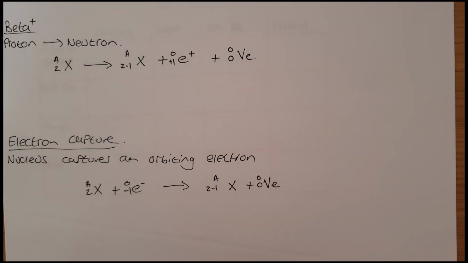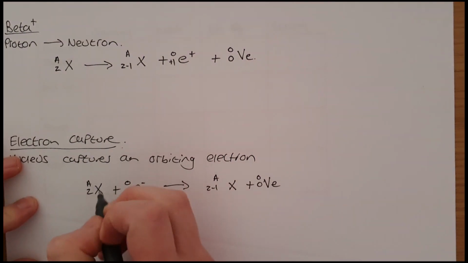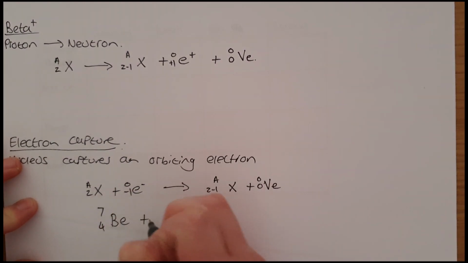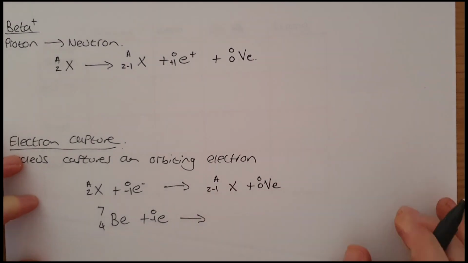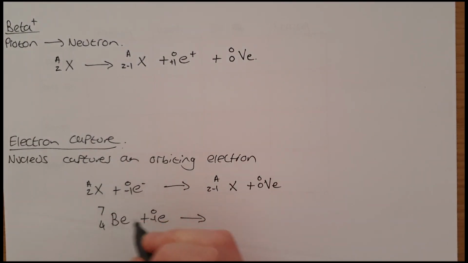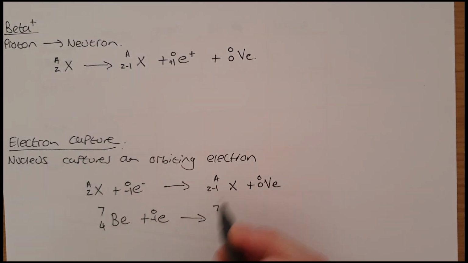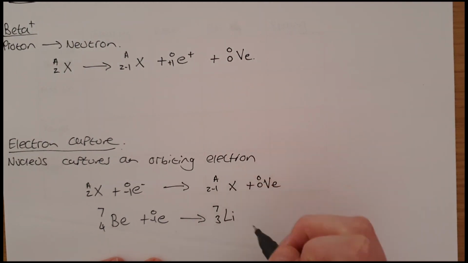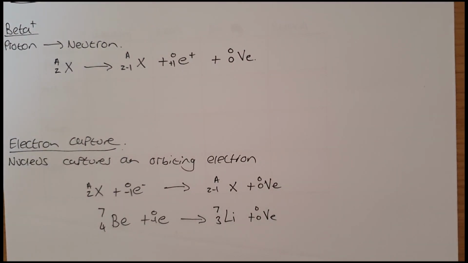A common example of electron capture is beryllium-7. So let's just work through an example. Beryllium, nucleon number 7, proton number 4, captures an electron, just like that. So what can we do to work out electron capture? Well, mass number is 0 for an electron, so that's going to remain 7. We've got 4 minus 1 gives us 3. We should know that our element with 3 protons is lithium. And then we've got an electron neutrino, which has 0 nucleons and 0 as a proton number.